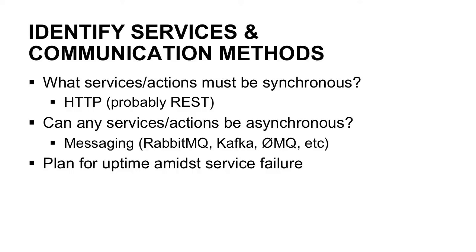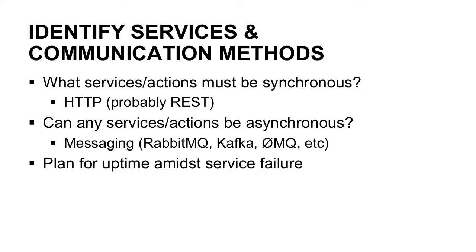Now, if there are any services and actions that can be asynchronous, you want to identify those, because those can communicate in a completely separate way that really decouples them from the rest of the application. If an action can be asynchronous, you can simply post that action to a messaging queue, such as RabbitMQ, Kafka, ZeroMQ, etc. And then that asynchronous task can pick up on it periodically, or in real time, it can pull it off the messaging queue, but the rest of the application simply posts the message and moves on with business immediately.